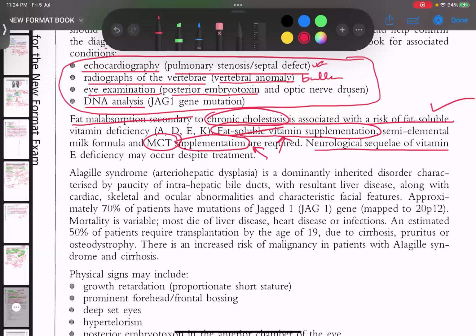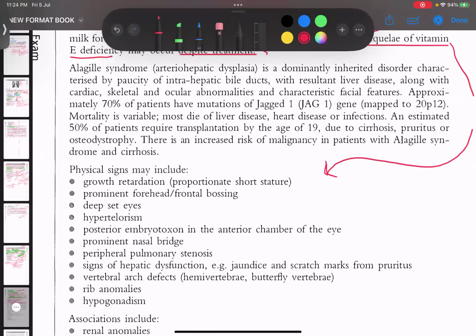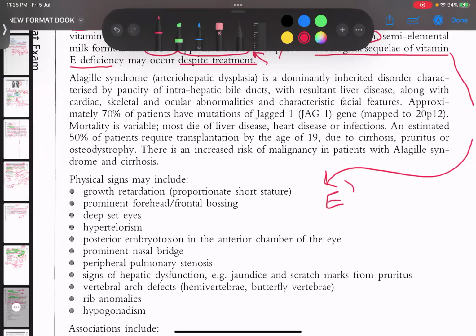Neurological sequelae of vitamin E deficiency may occur despite treatment. So what are the neurological features due to deficiency of vitamin E? This is an important question even in the exam. Guys, we studied this. Peripheral neuropathy, ma'am? Ataxia. No. Oh, ataxia. Okay. B12 is peripheral neuropathy.